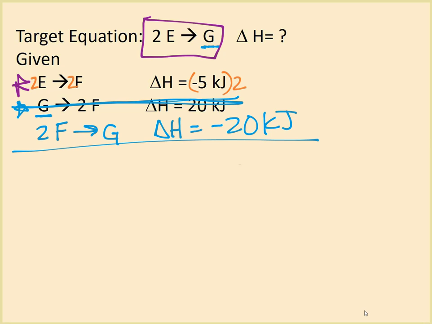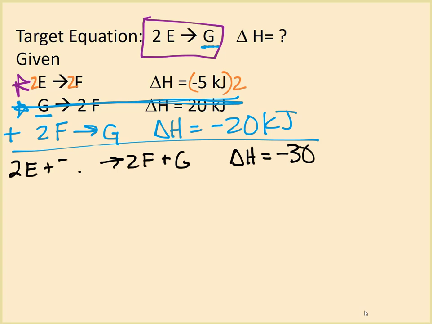So let's go ahead and add these 2 equations and hope that it equals the target equation. If it equals the target equation, then I have the right delta H. So when I add this up, I can bring everything down. Let me cancel out what's on both sides so that 2F goes away. And so I end up with my target equation. So this is the answer. Delta H is a negative 30. So we just add them up.